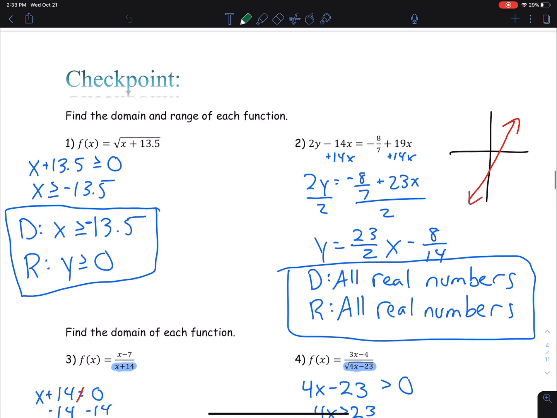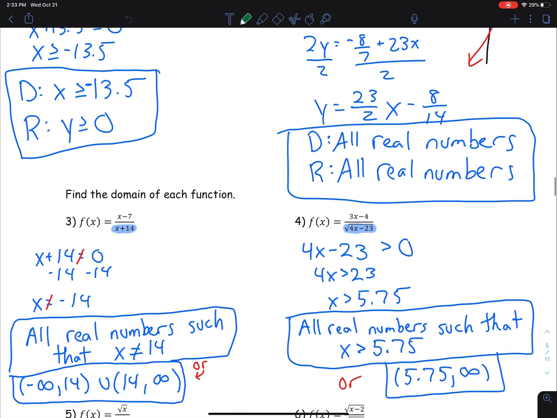Looking at number 3 and 4. What is restricting our domain? We're just finding the domain here. Well, the numerators in both cases aren't restricting the domain at all because the numerators can be positive, negative, they can be 0, but the denominators cannot be 0, or with number 4 can also not be negative because it's radical 4x minus 23. So you have to take that into account, and you can write it either way.